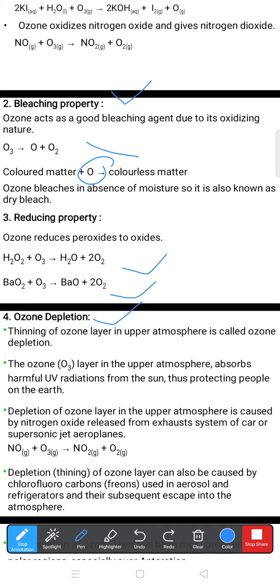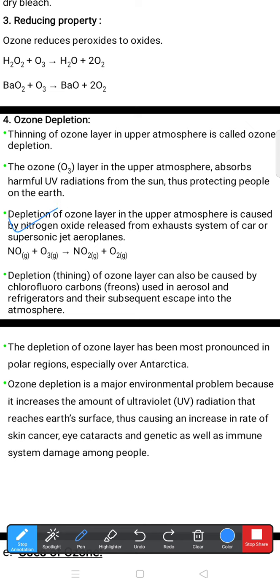Thinning of the ozone layer in the upper atmosphere is called ozone depletion. The ozone O3 layer in the upper atmosphere absorbs harmful ultraviolet radiation from the sun, thus protecting people on the earth. So it is a very important property of ozone. Depletion of the ozone layer in the upper atmosphere is caused by nitrogen oxide released from the exhaust systems of cars or supersonic jet aeroplanes.